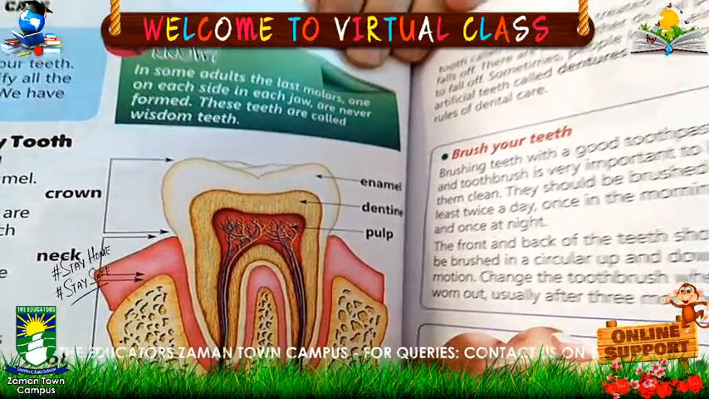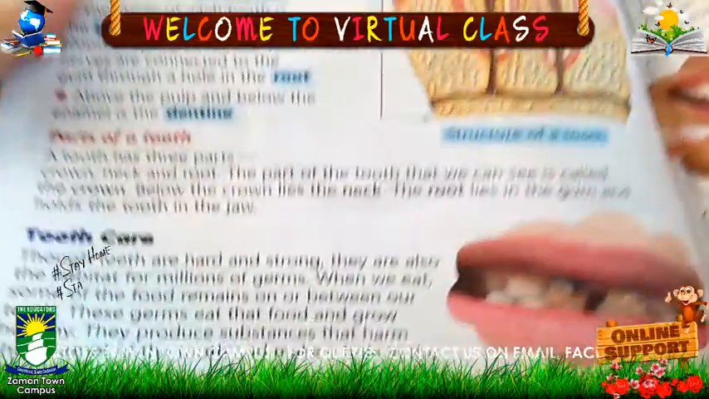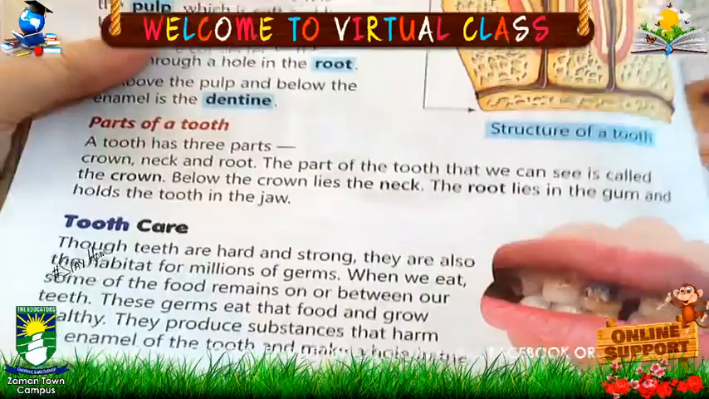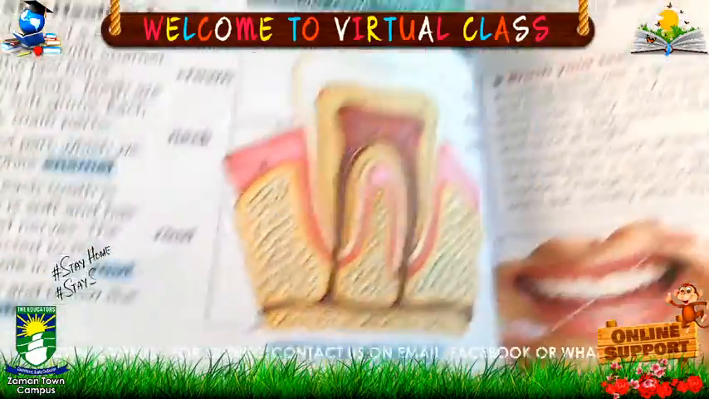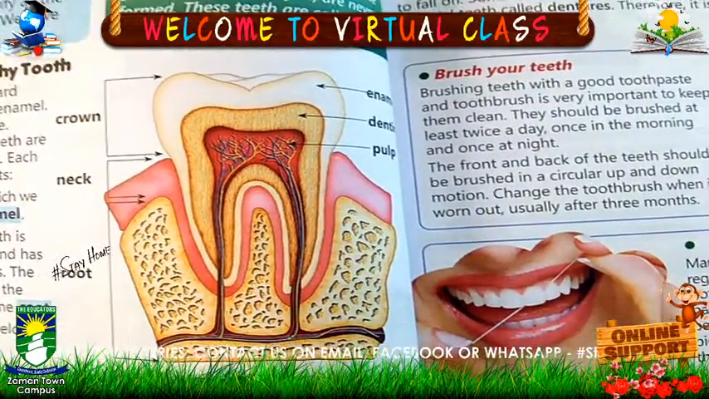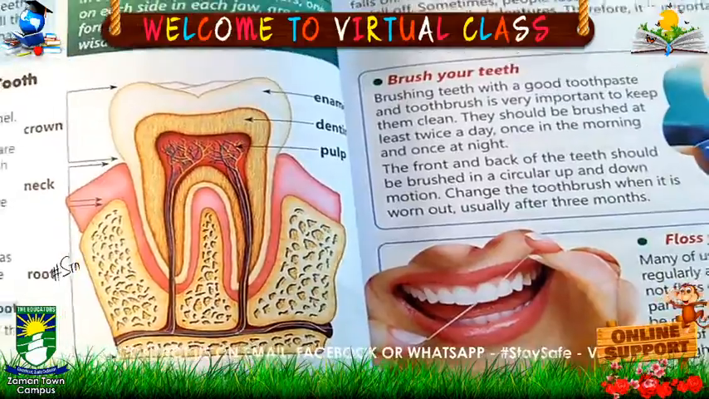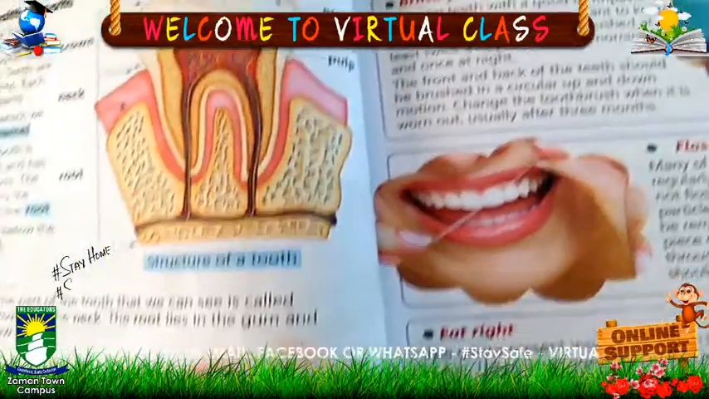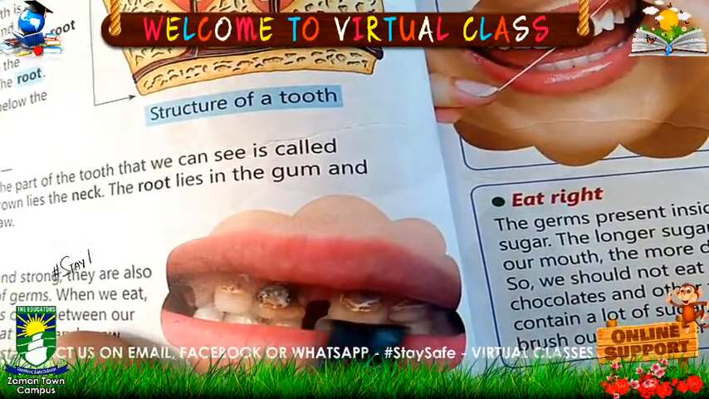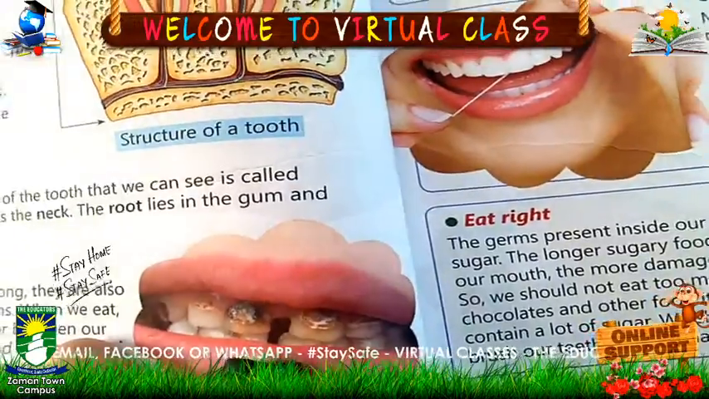Now, come to tooth care. The next heading is tooth care. You can see here that the teeth are very hard and strong. You have observed in this picture that a tooth is very hard and strong, but it is also a habitat for millions of germs. When we eat food, some of it remains between our teeth, and this feeds the germs. These germs eat that food and grow healthy.